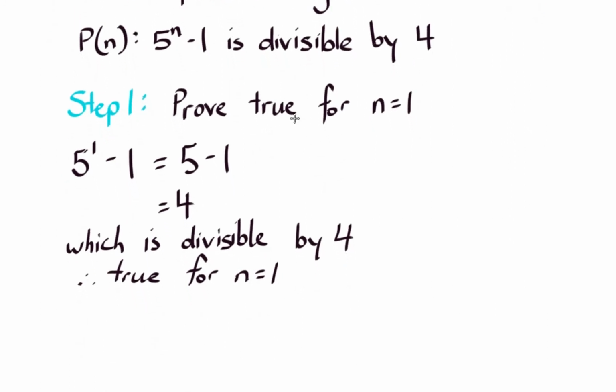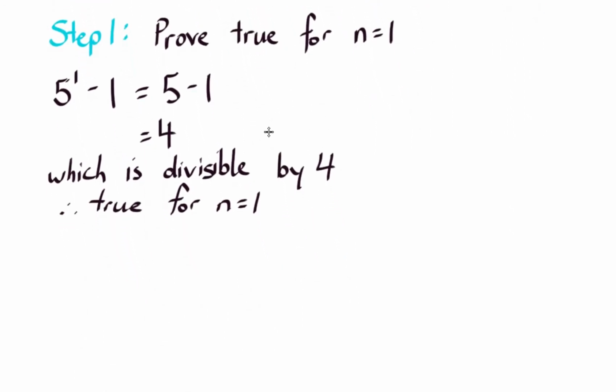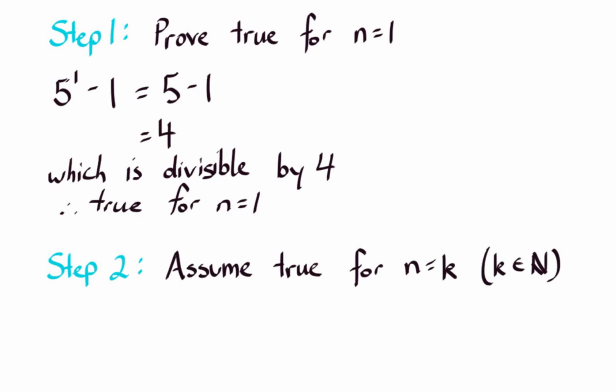Step 2 is where we assume true for n equals k. For these divisibility type questions, we need to set them up in a unique way. So we can replace n with k, just like before. But in order to say that this is divisible by 4, we write that it is equal to 4 times some other natural number. Okay, so we would just state that, where p is some other natural number.